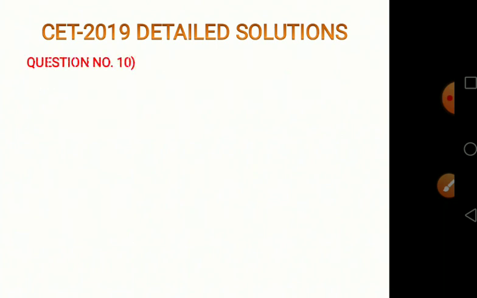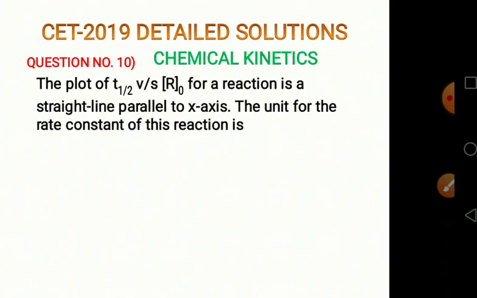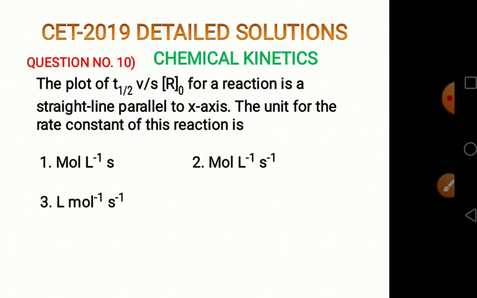Now let us move to chemical kinetics. Here, the plot of T1/2 versus R0 for a reaction is a straight line parallel to the x-axis. Remember, this is the hint in this question. The unit for the rate constant of this reaction is: mole per liter per second, liter per mole per second, per second.